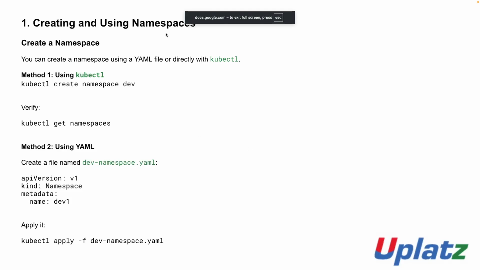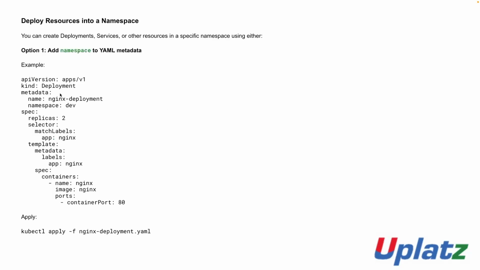Next, creating and using namespaces. This one I have done. Deploy resources into namespaces. You can create deployments, services, or other resources in a specific namespace using either this option or option 1: add namespace to YAML metadata.